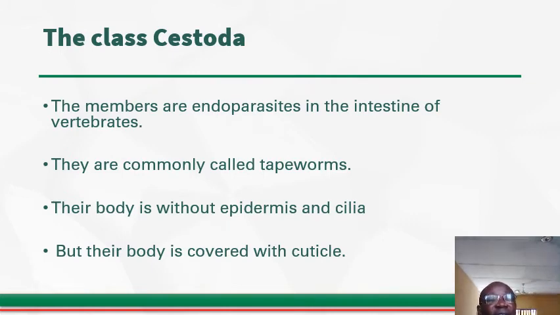Then the class Cestoda. The members are endoparasites, and they are usually found in the intestine of vertebrates. We commonly call them tapeworms. Of course, it's a common name; even if we have not seen it, we have heard about the tapeworm as one of the worms in the body of animals. Their bodies are without epidermis and cilia. They do not have cilia, but their body is covered with cuticles, and this cuticle is a protective structure in some of these worms.